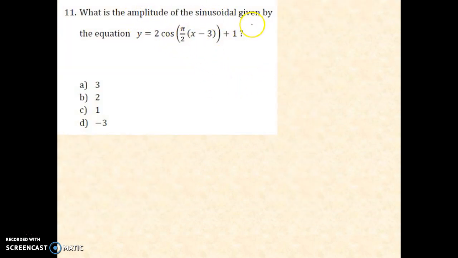What is the amplitude of the sinusoidal given by this equation? Well, the amplitude is the number multiplied by cosine, or sine, whatever it is. So the amplitude is 2.